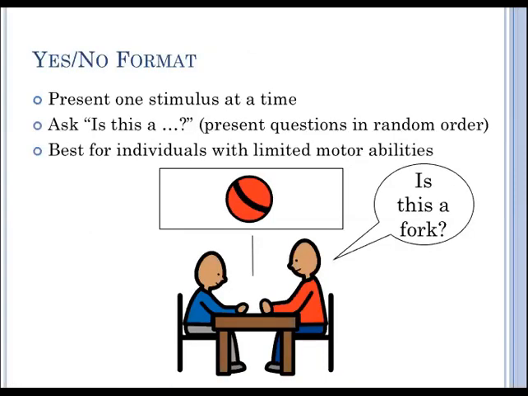In the yes-no format, you're only going to present one thing at a time, because you're going to ask the student, is this whatever? You're going to have your questions in random order. This is also really good for people who have limited motor abilities, so they may not be able to point to or even reliably direct their head to a given item left or right, for example. But if they have a clear yes-no response, you can hold up or show them an item and say, for example, is this a fork, while you're showing them the ball, and hopefully they say no.